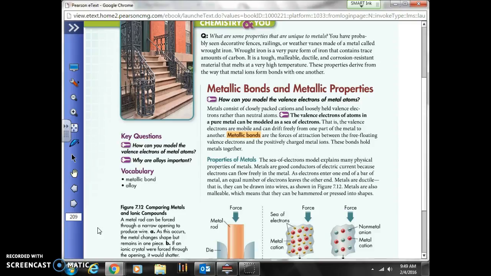So, in 7.3, we're going to be talking about metallic bonds. There's a few things from this section that I am going to omit. Coordination number, we're not going to talk about coordination number. I took it down from the vocab word wall. You don't need to know what coordination number is.